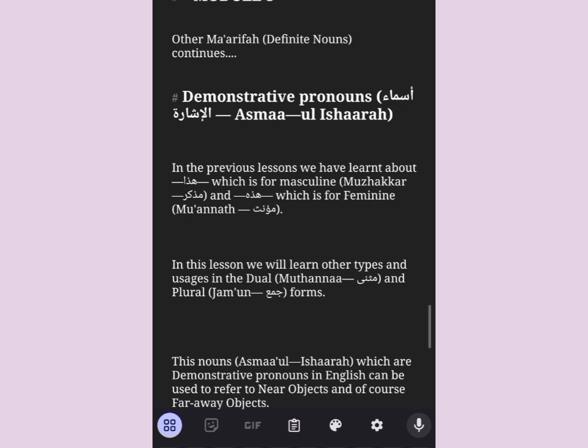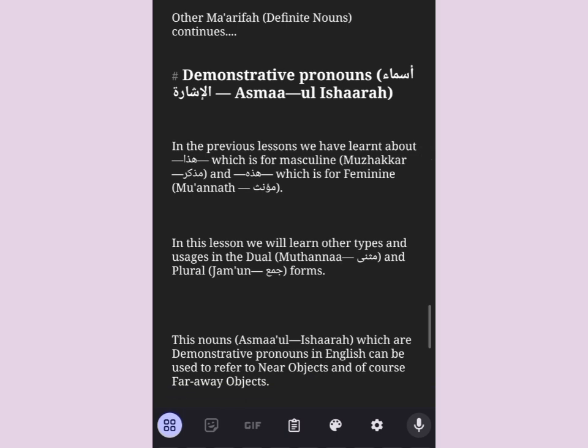However, in this lesson we're going to be looking at the muthanna, the dual part of it. Because Arabic is also number oriented. Arabic has dual, two things, which are separate from many things. So plural in Arabic starts from 3 and above. So we're going to look at the dual form, muthanna in Arabic, of demonstrative pronouns. We've looked at hadha and hadhihi, and those are the singular form of it. So we're going to be looking at the dual form and of course the plural form of it.